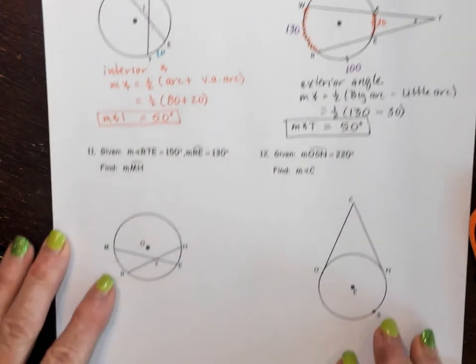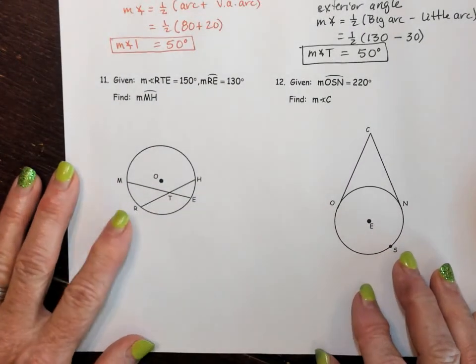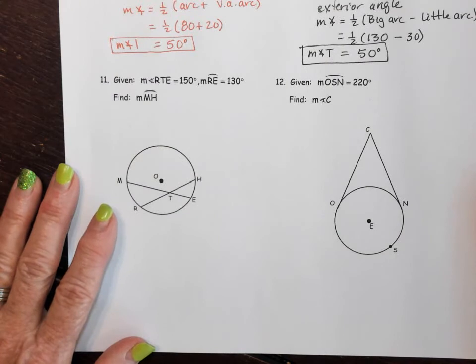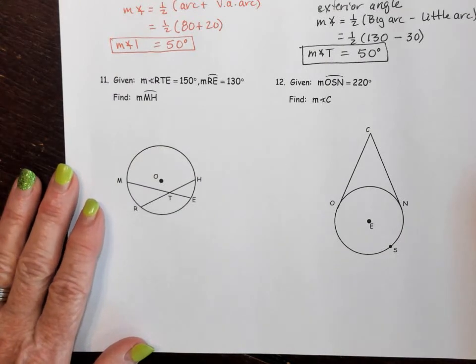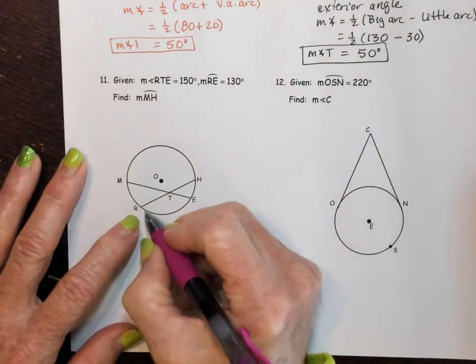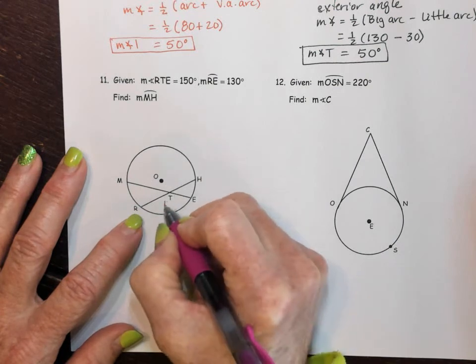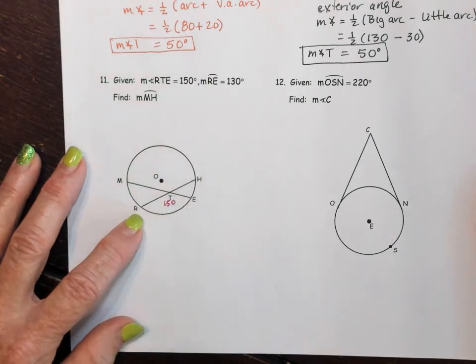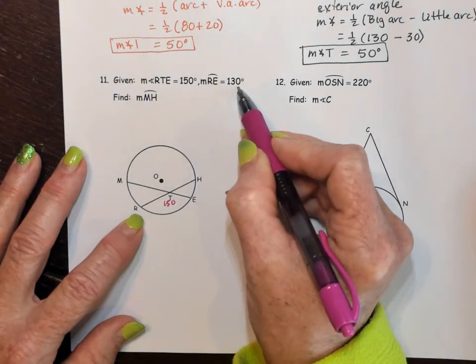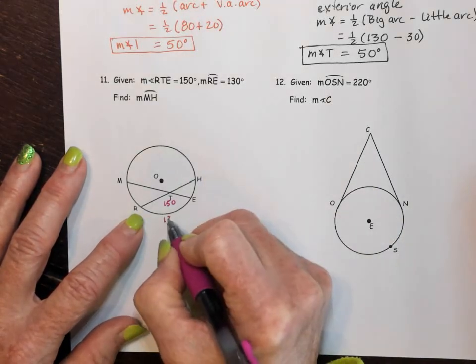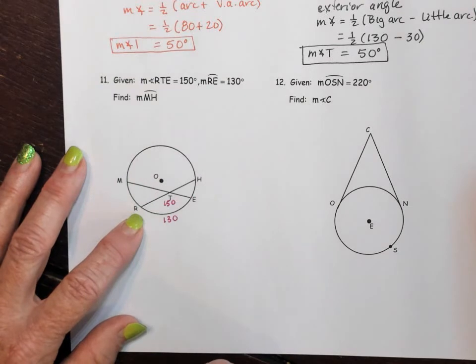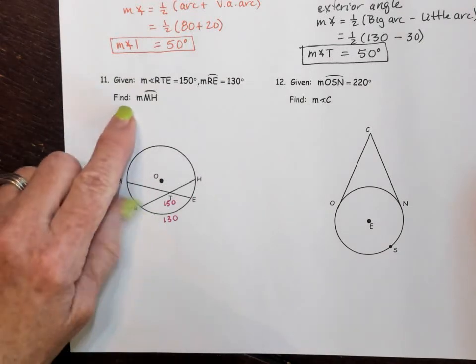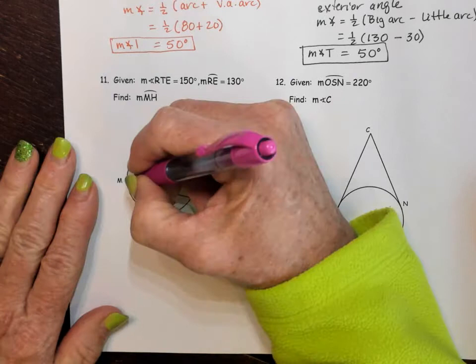All right, look at number 11. Given the measure of angle RTE is 150 degrees, measure of arc RE is 130, and we want to find the measure of arc MH.